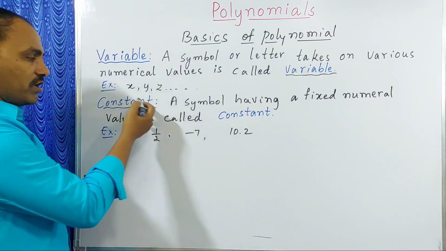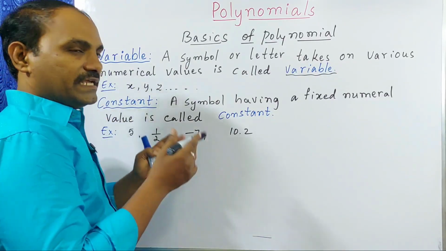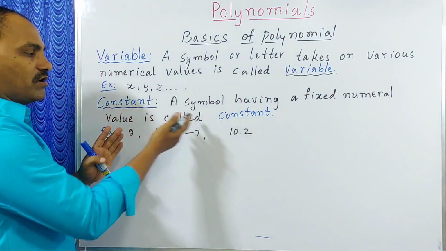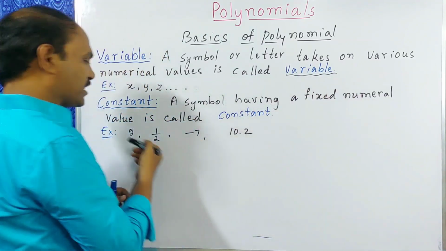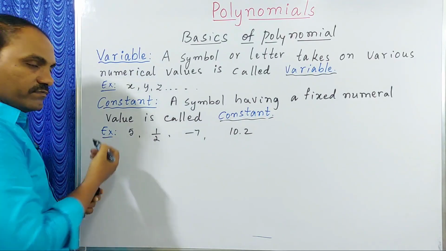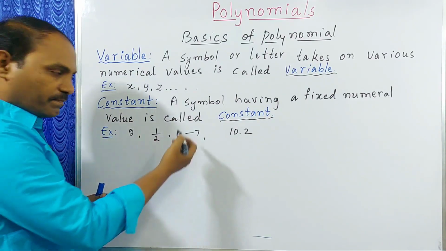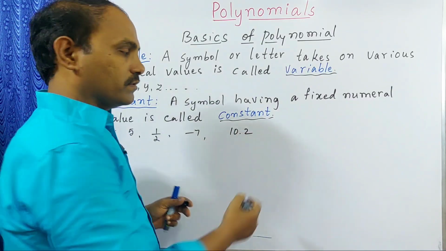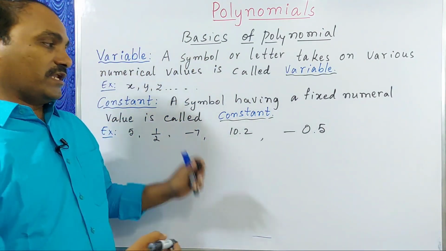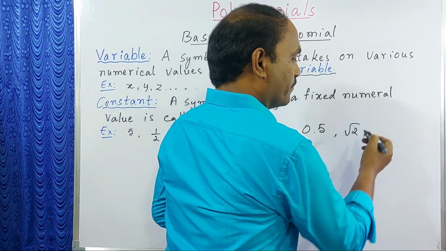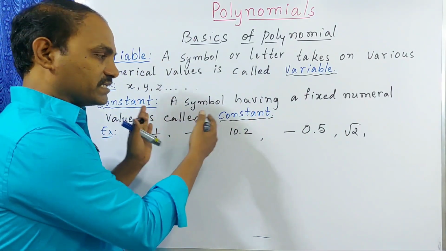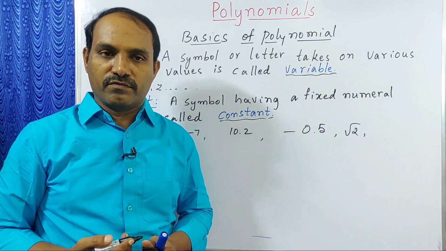And next one is constant. What is constant? It is a fixed value. It does not change. A fixed numerical value is called constant. A symbol having a fixed numerical value is called constant. For example, 5, 1 by 2, minus 7, 10.2 or minus 0.5. These are all numerical values. Root 2. These numerical values are called constants. They don't change by the situation, whatever it is.